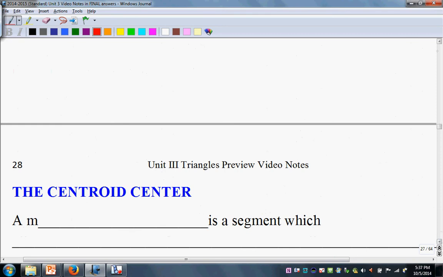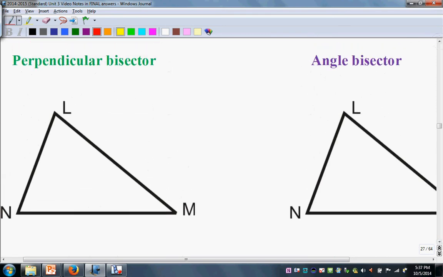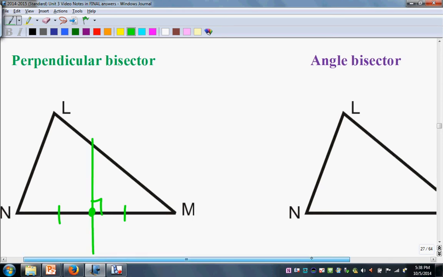Two more. Perpendicular bisector is exactly what it sounds like it's doing. It's perpendicular and bisects the side. So if you find the midpoint of a side, that gets you your bisector, and you draw a line through it, right angle, that is a perpendicular bisector. Notice it doesn't have to go through the corner. It just cuts a side in half and makes a right angle.